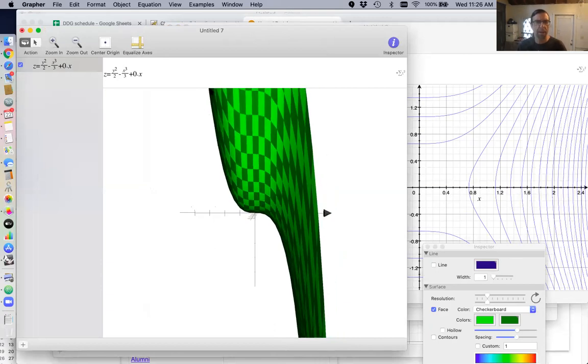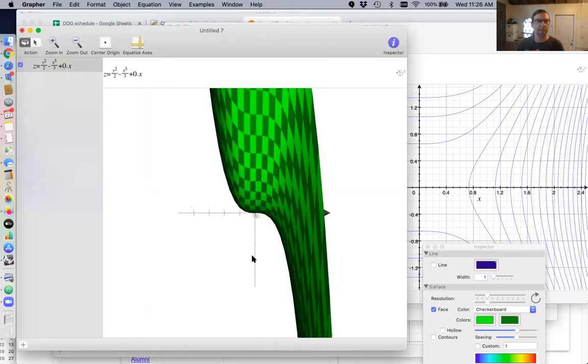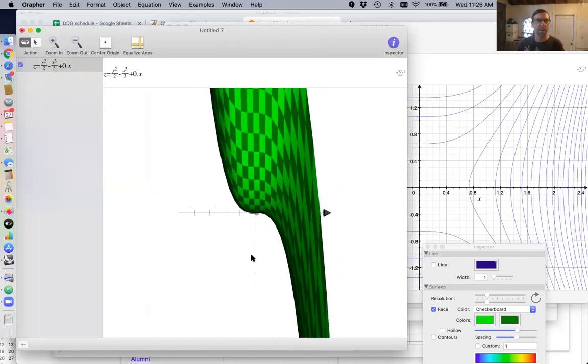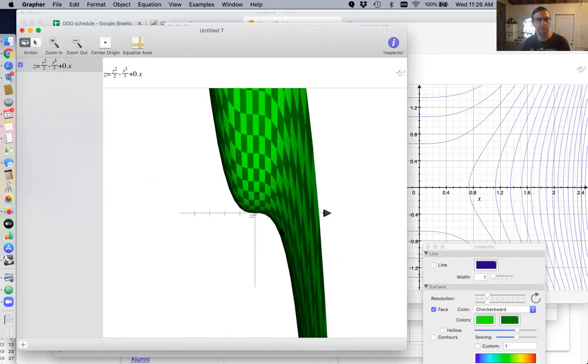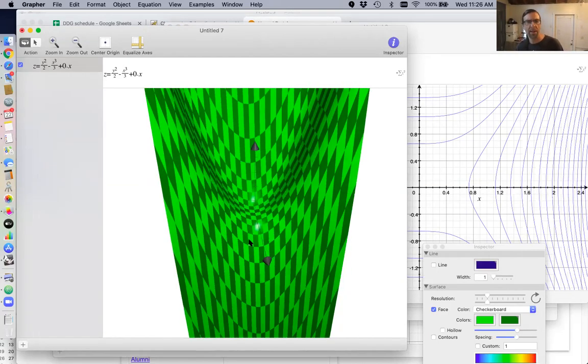The profile of this surface, the edge of the surface, looks a lot like the graph of y equals x cubed. In fact, that's exactly what it is, because that's the intersection with the xz plane, where y equals 0. And if you look at the equation, it's actually x cubed over 3 minus x cubed over 3 that we're seeing there. Right?